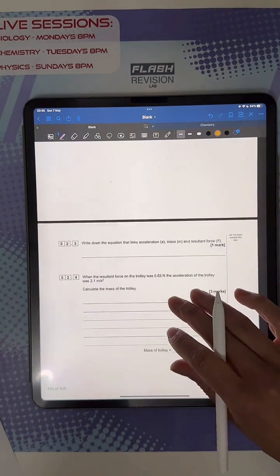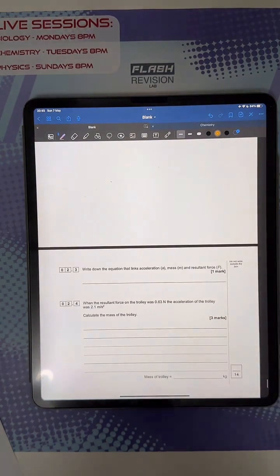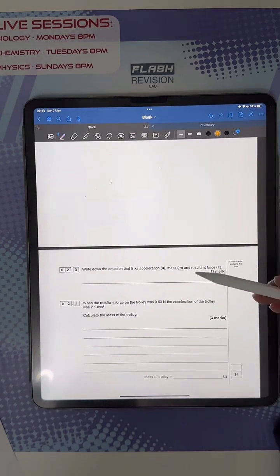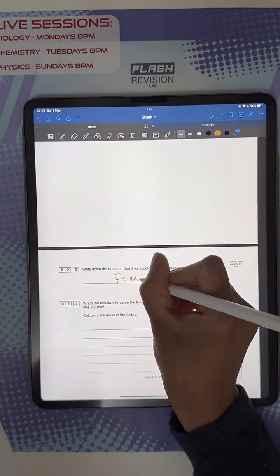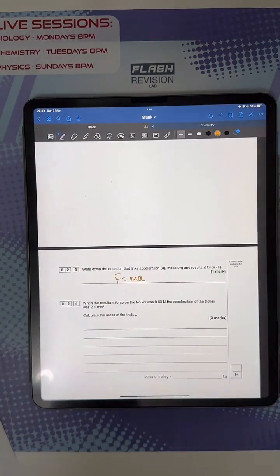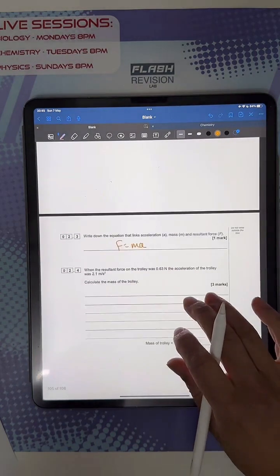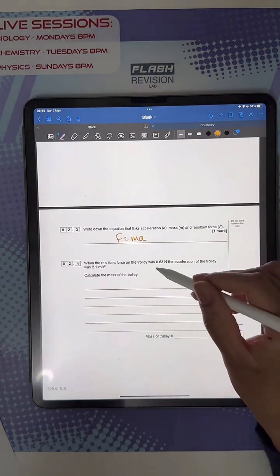On to the next one. Here's another equation that links acceleration, mass, and F. We know that F equals ma. Like I said, you won't get questions like this this year, I doubt it, because they give you the equation sheet. This is just applying.